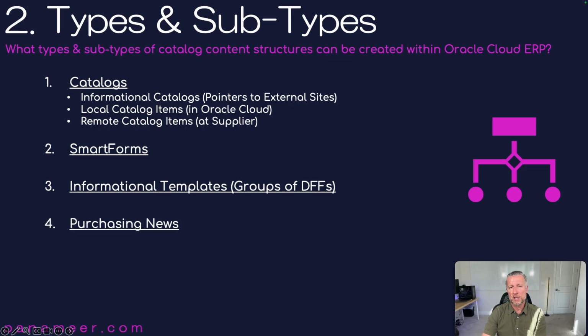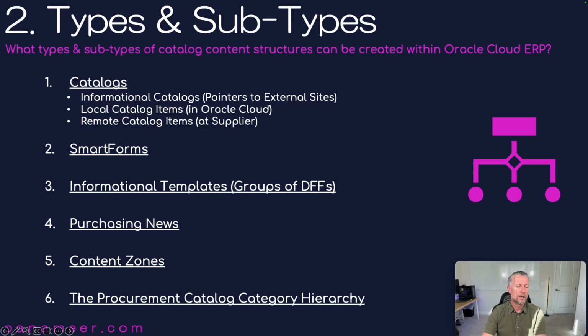Then we have what's called purchasing news. So I can create a global blast of news out to every requester. Then we have content zones. So we have these different constructs of informational, local catalogs, punch out, all these things. How do we decide who gets to see what? That's called a content zone. And it allows me to control the content structures, who I expose them to by business unit, by group of people, by person.